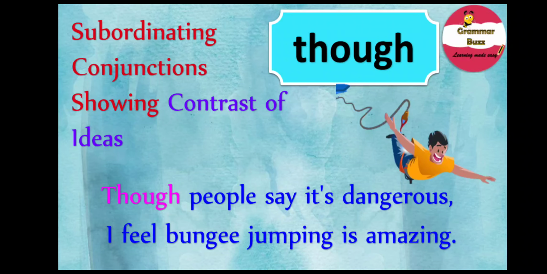And after joining the two sentences together, the new sentence becomes, though people say it's dangerous, I feel bungee jumping is amazing. And now we get a complete meaning of this sentence. So here again, though is a subordinating conjunction because it appears at the start of a dependent sentence and it is used to join a dependent sentence and an independent sentence together.